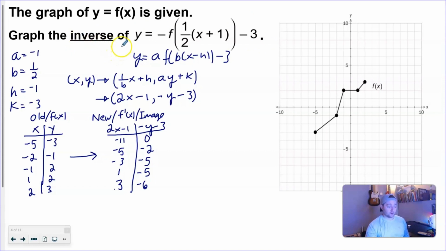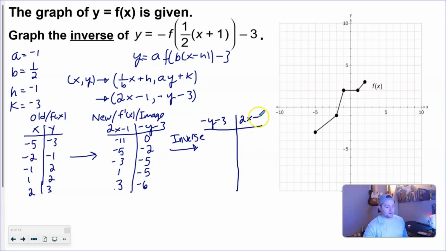So for an inverse, what you need to remember is that x and y switch spots. That's all an inverse is. That's how it is defined, the switching of x and y. Well, I've got all my x values right here, and I've got all my y values right here. So all I need to do for my inverse is literally just switch those spots. So I'm going to put the y mapping in for the x and the x mapping in for the y, and then all I'll do is just switch these spots.